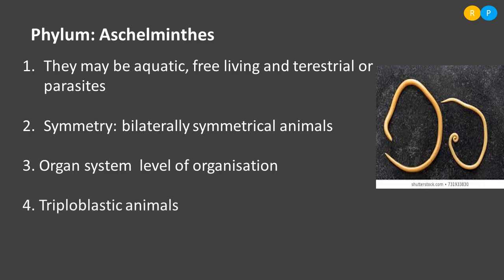Then they are triploblastic animals. Triplo is nothing but what? Three layers, is it not? If you see the embryo of the Aschelminthes, they consist of three embryonic layers. That means three germinal layers are present: outer ectoderm, inner endoderm, and middle mesoderm. Understood? Because of the presence of the middle mesoderm, the animals are triploblastic.